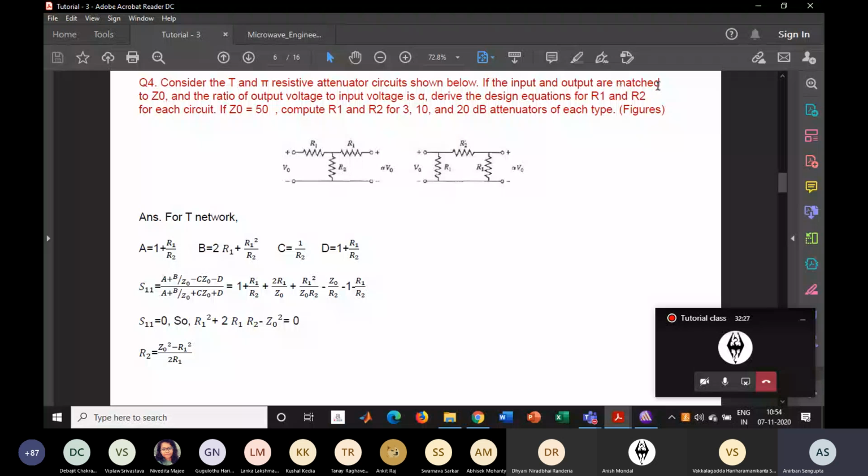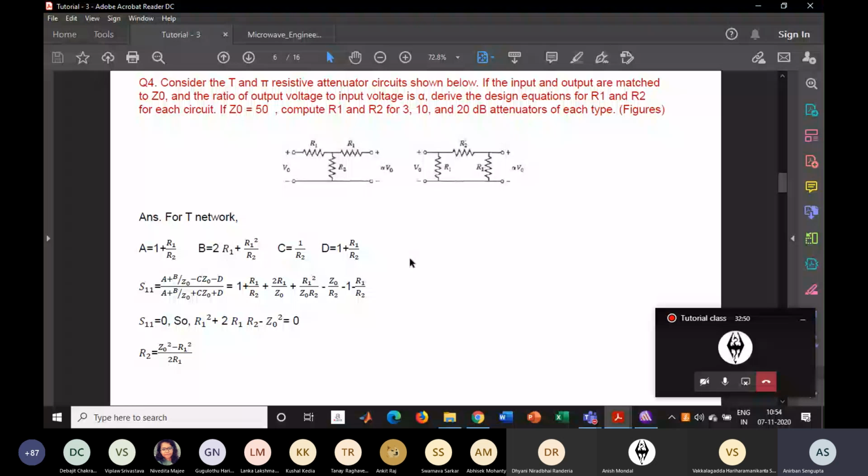So with S11 equal to 0, you will find one equation for R2 consisting of Z0 and R1, because only two variables are unknown. So we need two equations. One equation will come out from this S11 and the second equation will come out from the S21.